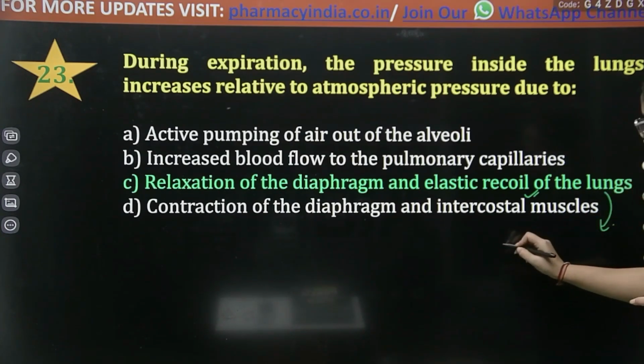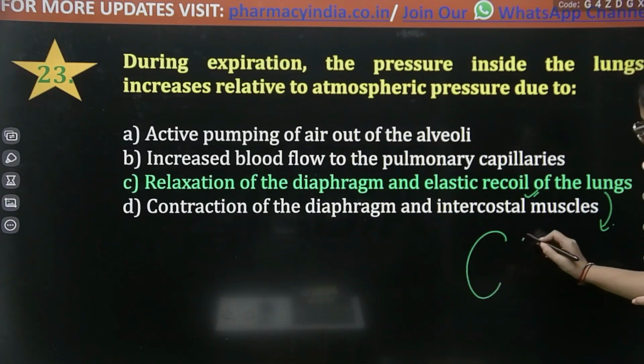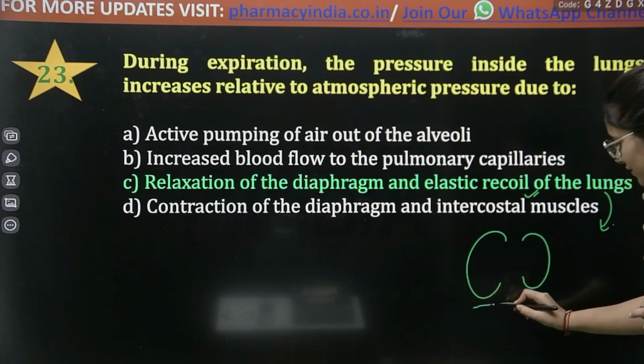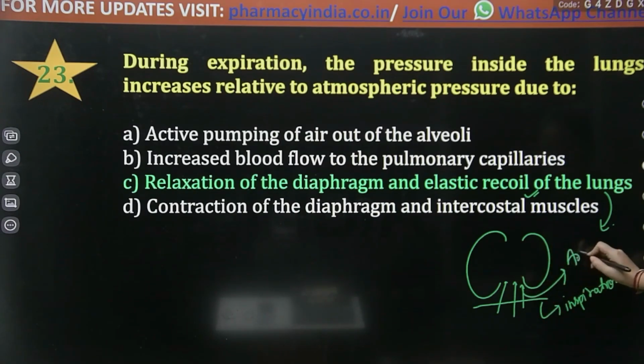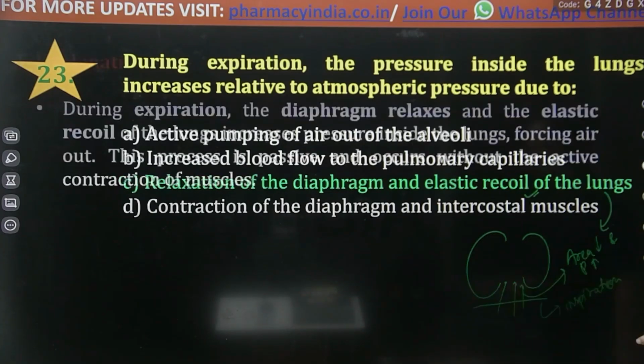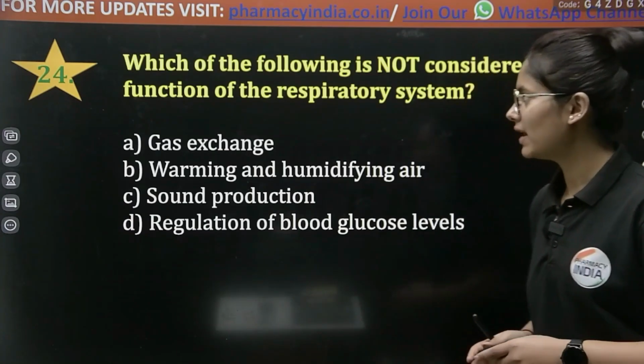It occurs like this. This is the diaphragm during the process of expiration. It relaxes and moves backward, means upward. Clear? With this, the area decreases and pressure increases and expiration occurs. Moving on to our second last question.